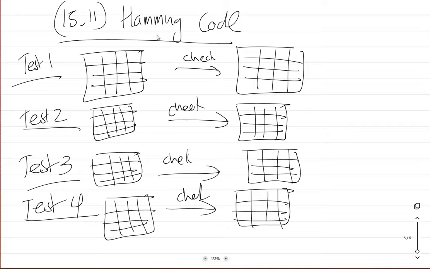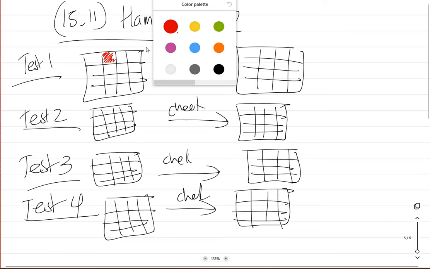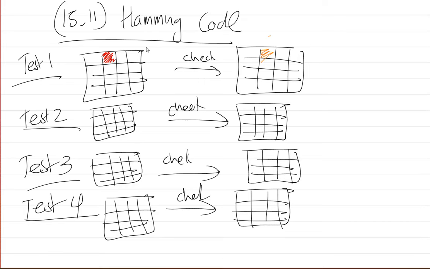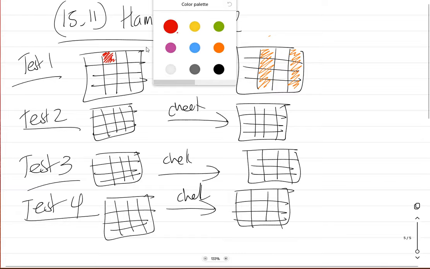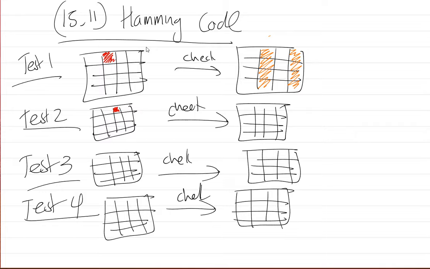To do the 4 tests, we firstly strategically put a parity check in a particular position for each of these tests so that we can test a particular segment of the 4x4 matrix. The first parity check that we put is here, and it is responsible for checking the parity of this column and this column. The next parity check, we put over here, and that's responsible for checking this part of the matrix and this part of the matrix.